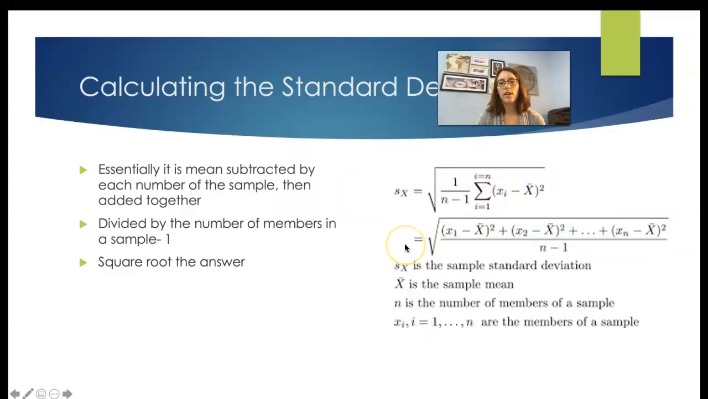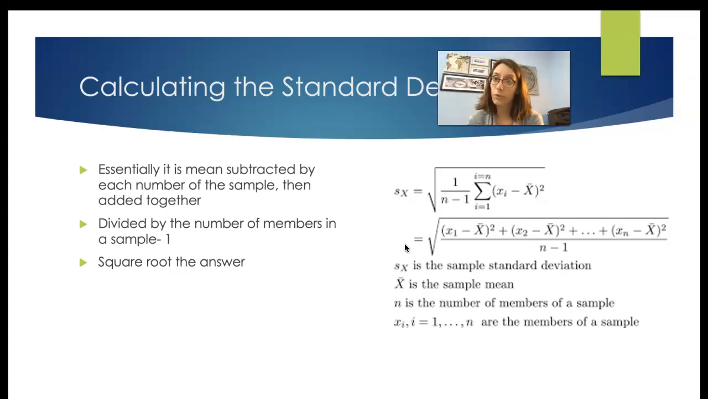So to calculate the standard deviation, there's a lot of math here. I don't want you to panic about the math. At no point in time in this class am I going to ask you to calculate a standard deviation. FYI, if you ever do have to calculate a standard deviation, Excel will do it for you, and so will the internet. So Google.